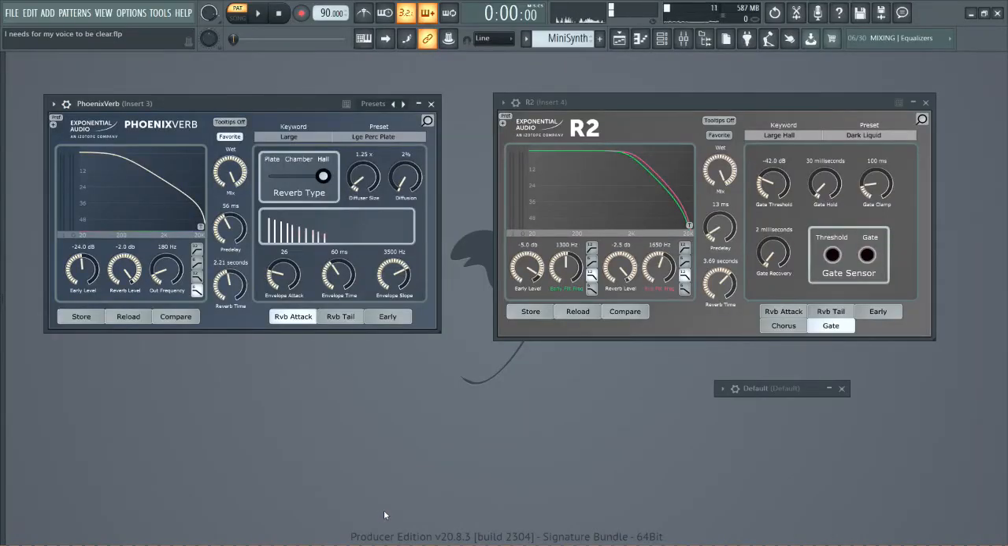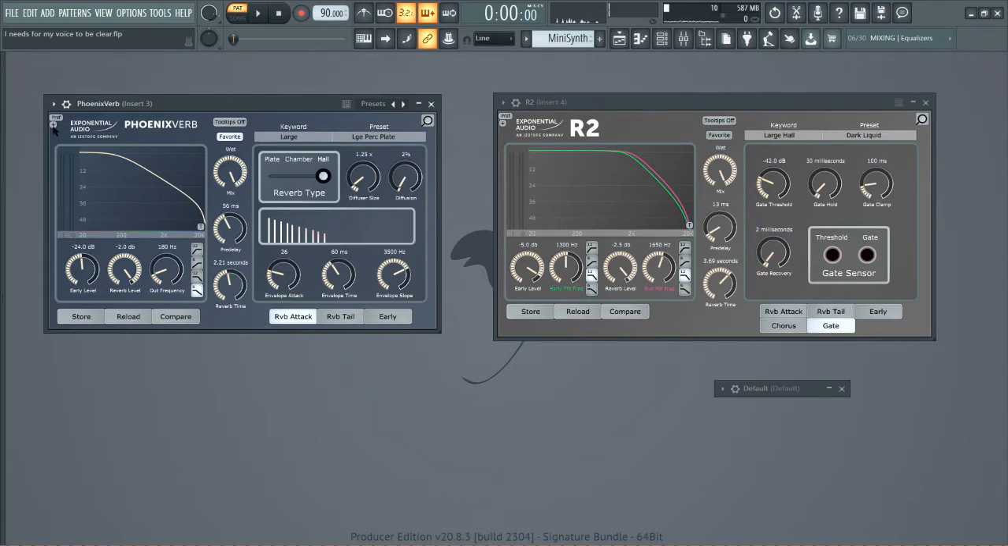Hello everyone, it's Ron again, and the next video is going to be on Phoenixverb and on R2. These are the next two plugins that I noticed are included in this bundle that I've been going over from iZotope. In this case from Exponential Audio, which iZotope acquired. And I figured I'd do them both in one video because they're very similar. So let's start with the things they have in common.